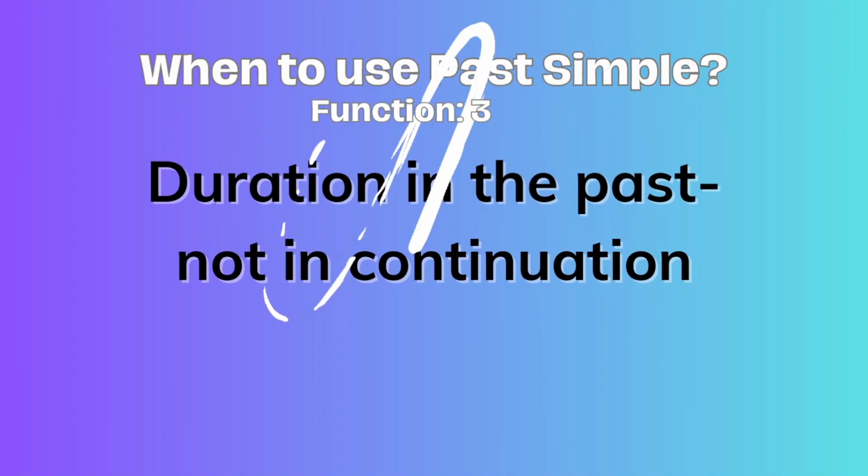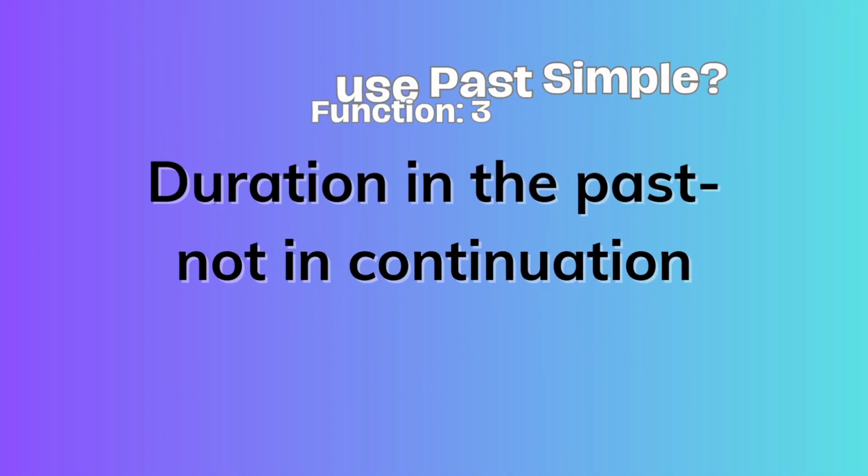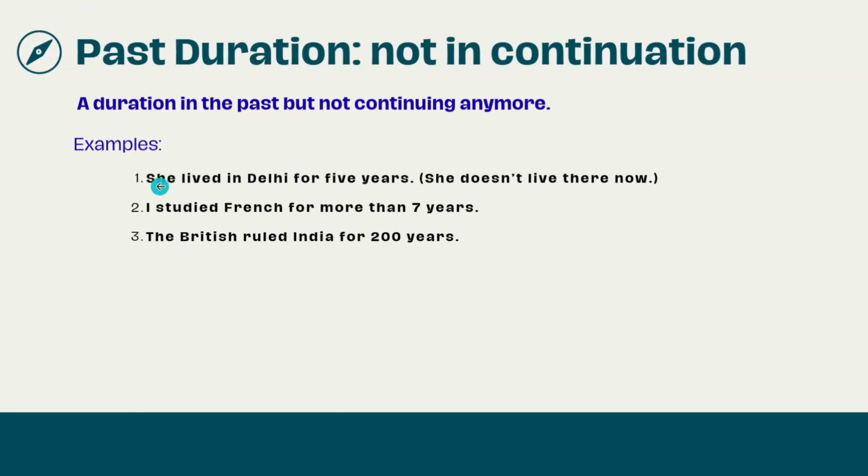The third function of the past simple tense is to talk about duration in the past, and that is not in continuation anymore. Something like, she lived in Delhi for 5 years. It means that she doesn't live there anymore. Second example, I studied French for more than 7 years. Means the action has been completed and it happened in the past for 7 years. The British ruled India for 200 years. So it was a duration in the past, right?